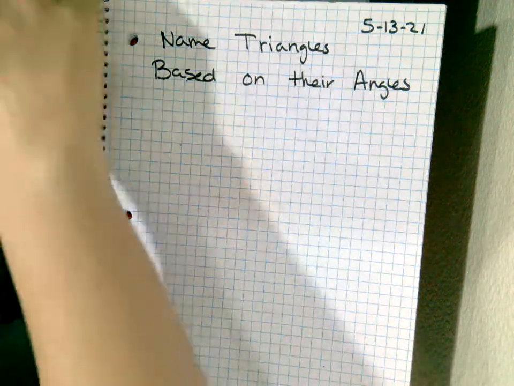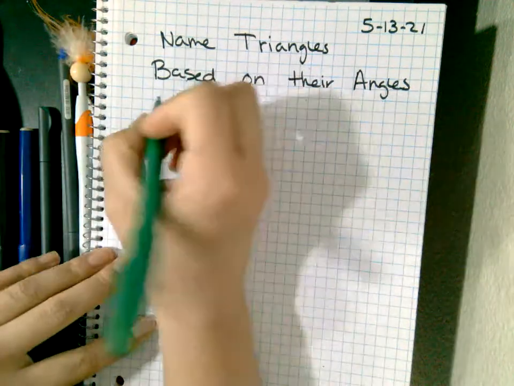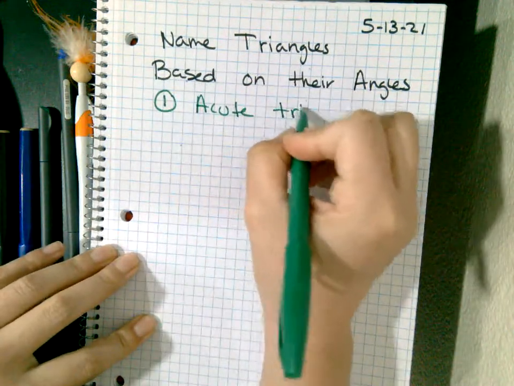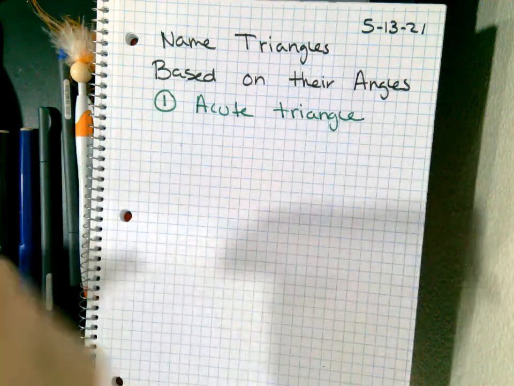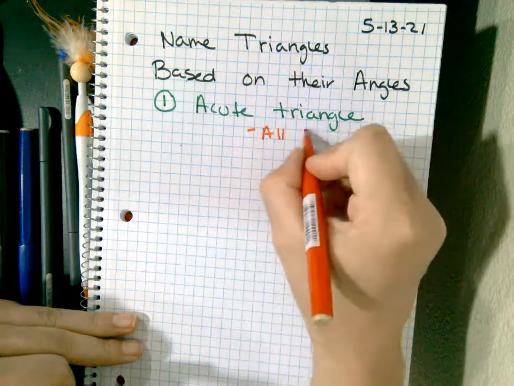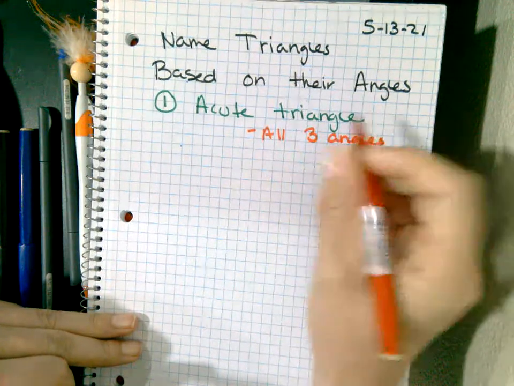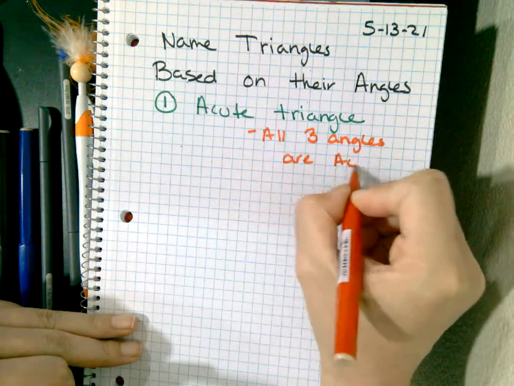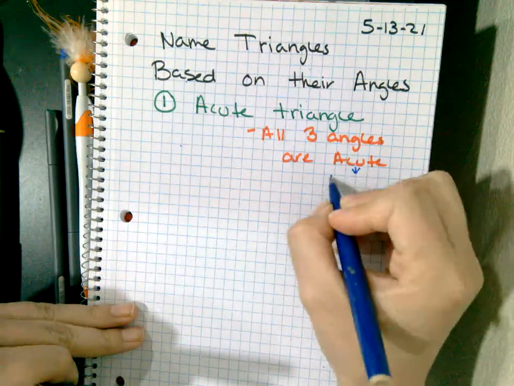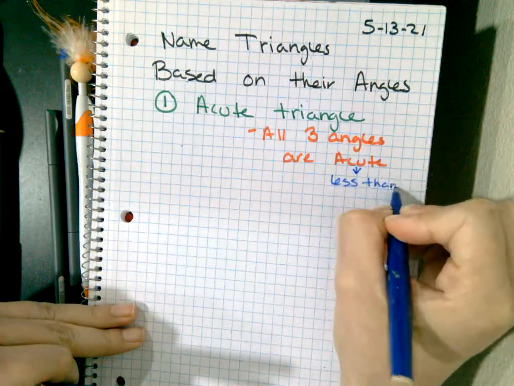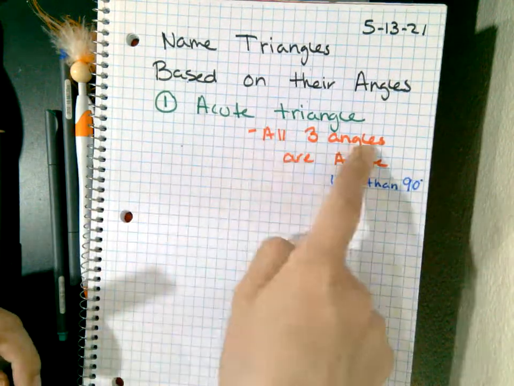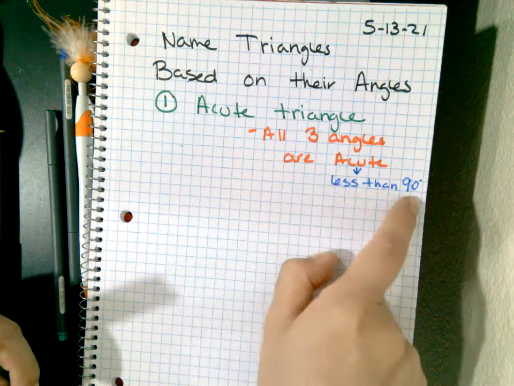Okay? So the first way you can name a triangle is you can call it an acute triangle. An acute triangle, all three angles are acute. Well, what does that mean? Acute means less than 90 degrees. Okay, so in an acute triangle, all three angles are acute, which means they're less than 90 degrees.